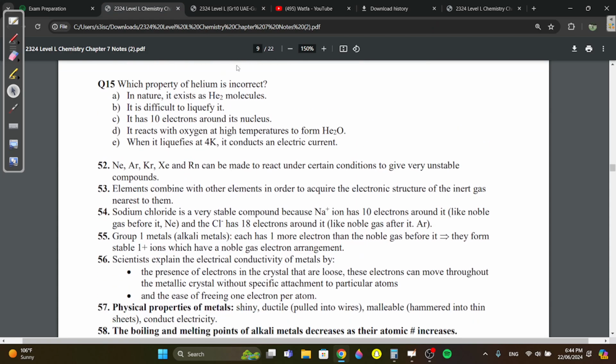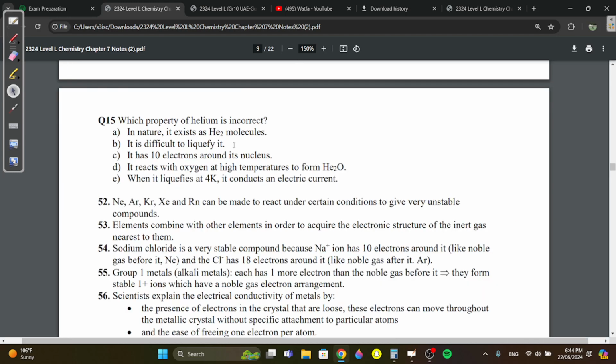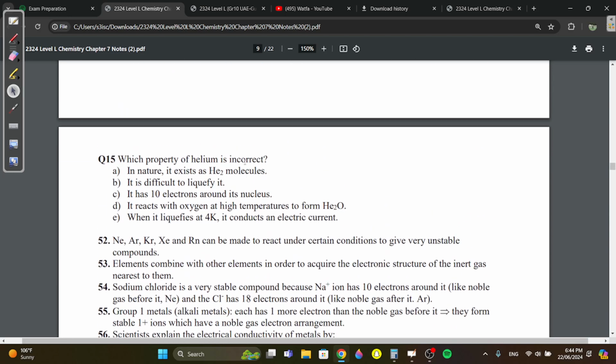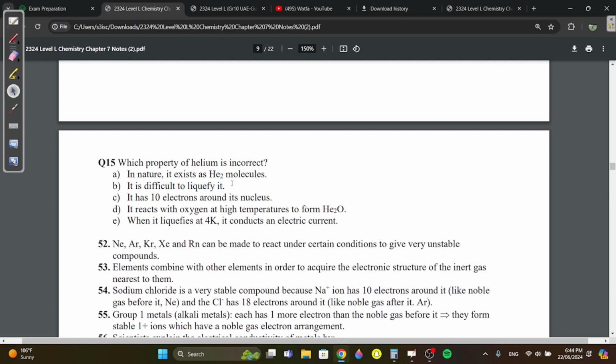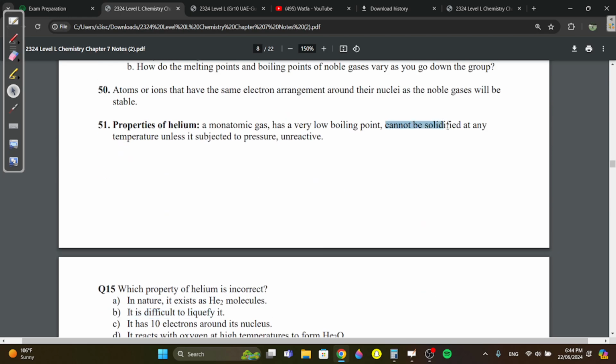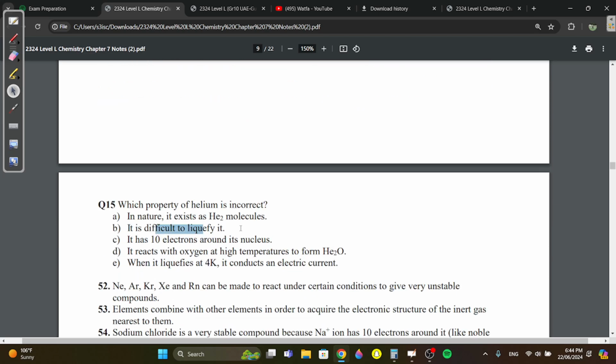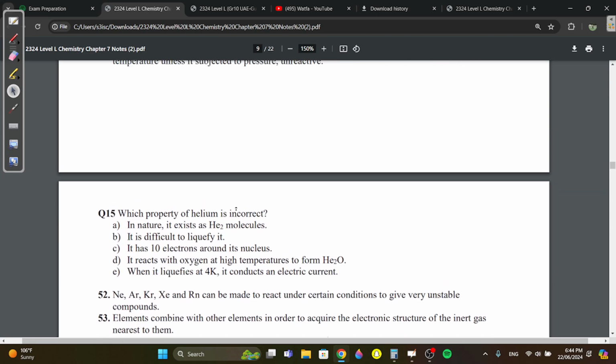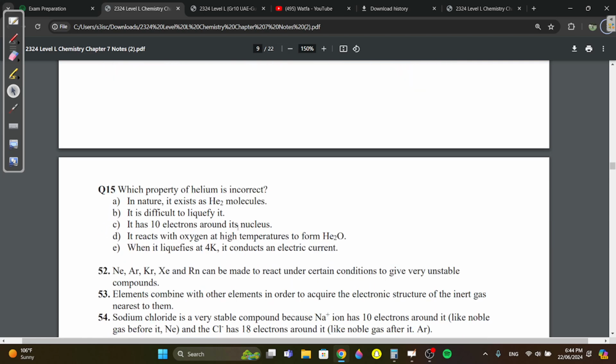Which property of helium is incorrect? In nature, it's not He2, it's a noble gas, so surely it's monoatomic. It's difficult to liquefy it. I think B is correct. Is it? Okay. It cannot be solidified at any temperature unless it's subjected to pressure. Okay, yeah, so it's difficult to liquefy. That's correct. It has 10 electrons around its nucleus. Obviously, that's wrong. I think you guys know helium is He24. Okay. It reacts with oxygen, so this is correct.